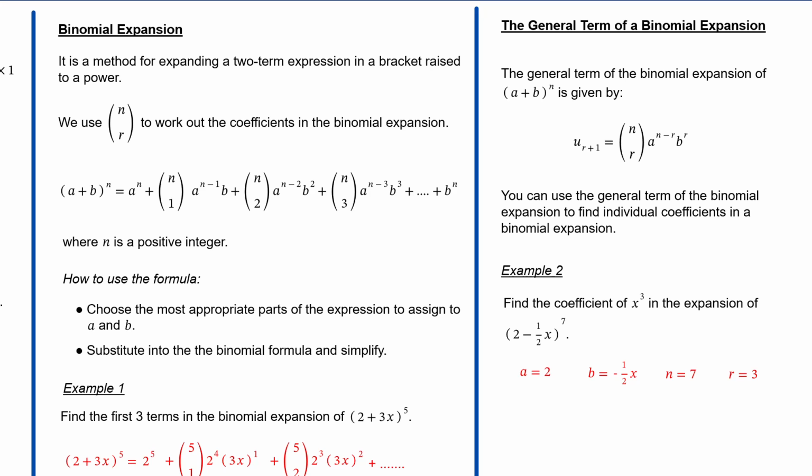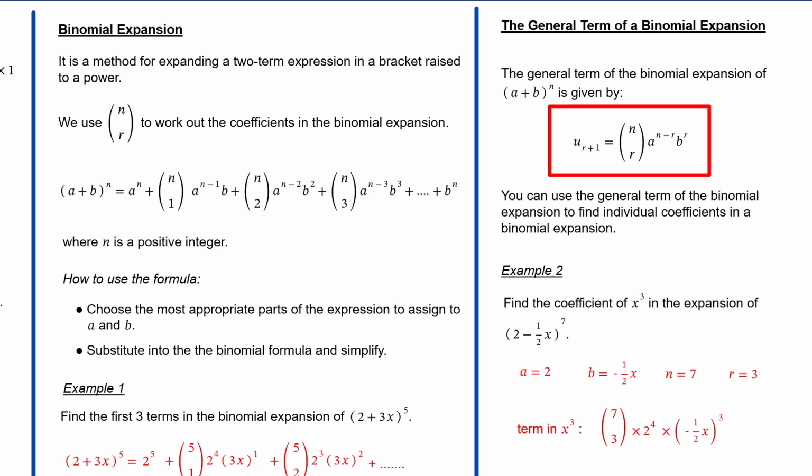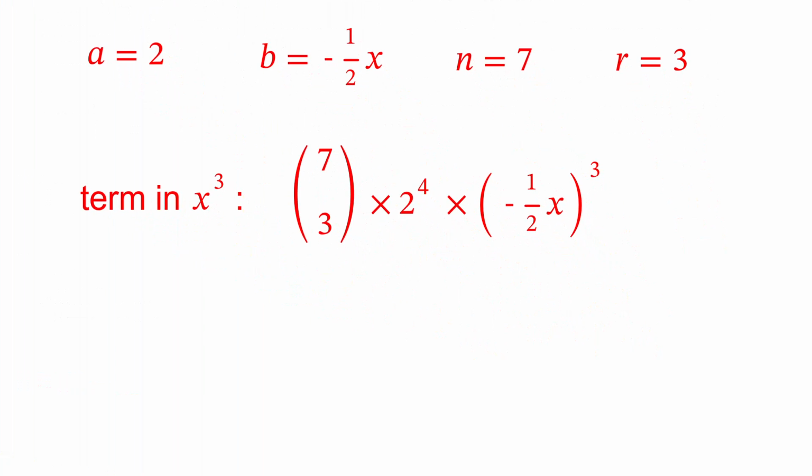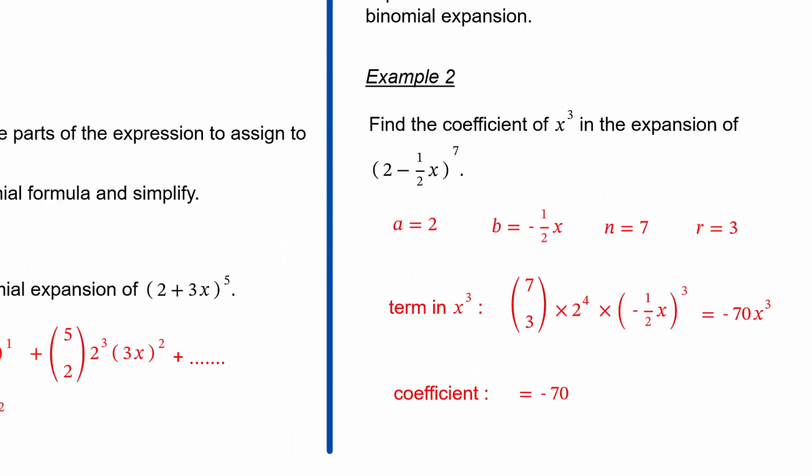So if we're going to substitute this into the general term of a binomial expansion, we will be having n choose r, which in this case is 7 choose 3 times 2 to the power of 4 times negative a half to the power of 3. So we just substituted into this general term formula. And if we simplify this using our calculator, we will get negative 70 x cubed. So the coefficient of x cubed in this expansion is negative 70. So that's how we do it.